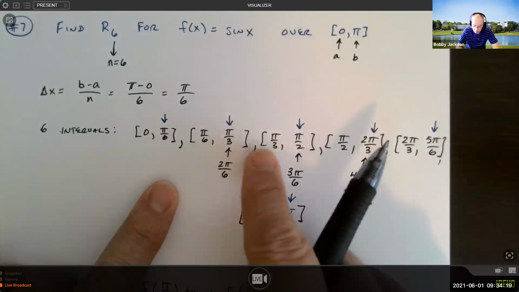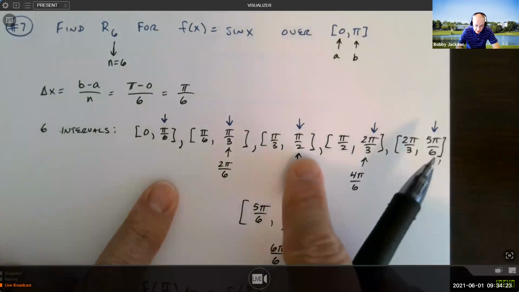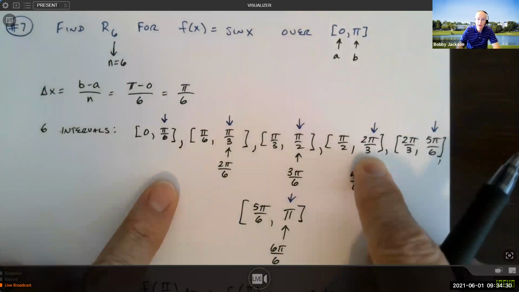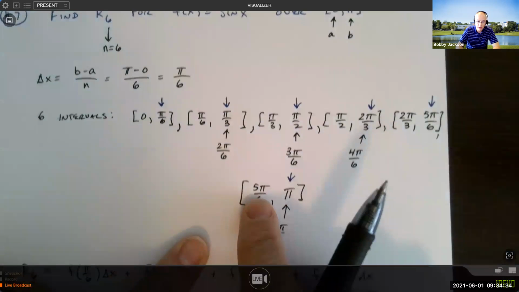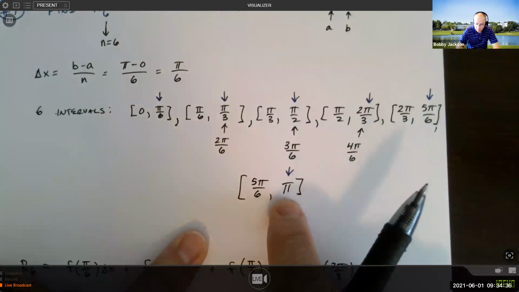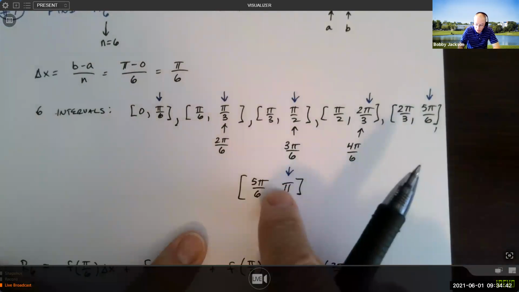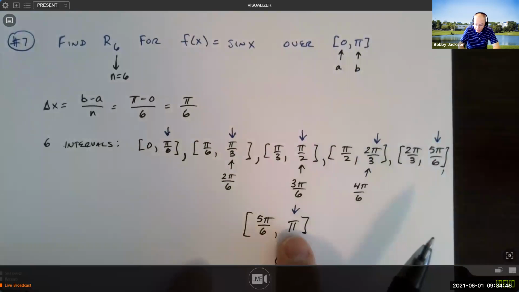Then we go from pi over 3 to what? 2 pi over 6 plus pi over 6 is 3 pi over 6, which simplifies down to pi over 2. And then pi over 2 to 4 pi over 6, which is the same as 2 pi over 3. And then 2 pi over 3 to 5 pi over 6. And then 5 pi over 6 to what? 6 pi over 6, which of course is just pi. Notice I've got 1, 2, 3, 4, 5, 6 intervals, and we should end up with pi being our right endpoint of our last interval.